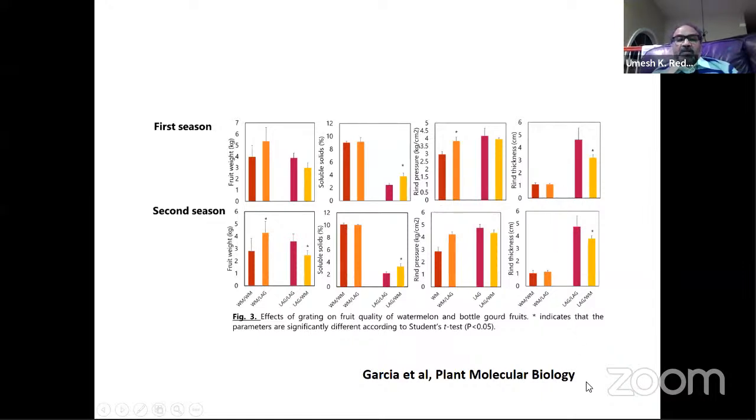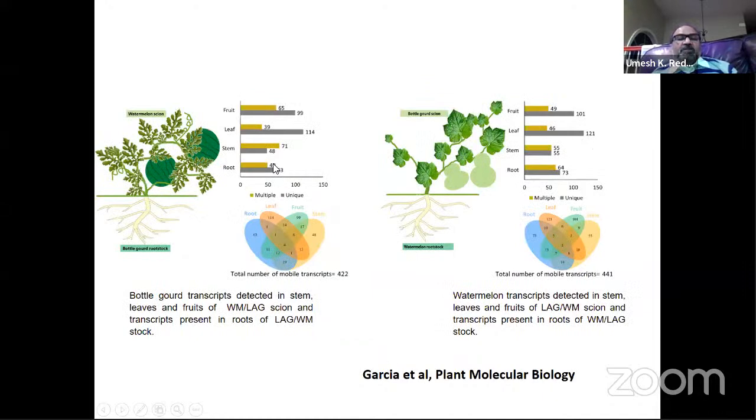Okay, so then what happens to the genes? We identified 422 genes moving from bottle gourd to watermelon or watermelon to bottle gourd. And here, bottle gourd is used as scion, and again 441 genes are moving back and forth. So when we do grafting, it's not just a support. In citrus, we do grafting. In a lot of horticulture crops, we do grafting.